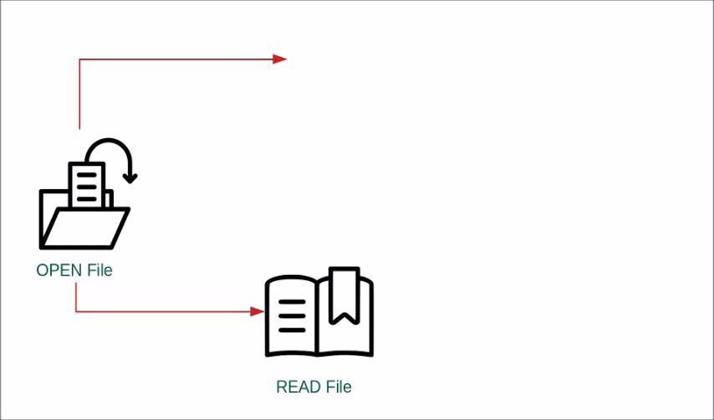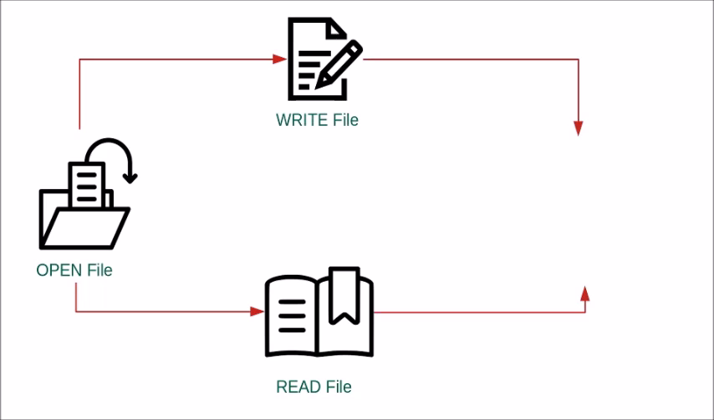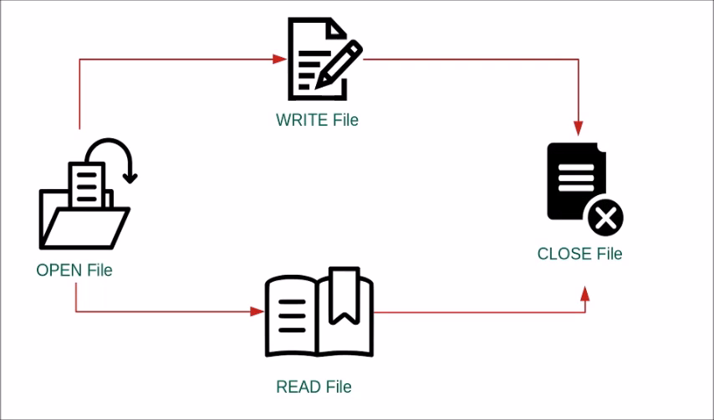Then you can also write something to the existing document. So in the computer system, you can write to a file. And then you close a file. So we open the file, we can read or we can write, and then we close the file. Similar operations we are going to see how we can implement in Python.